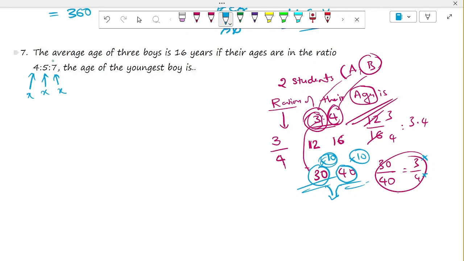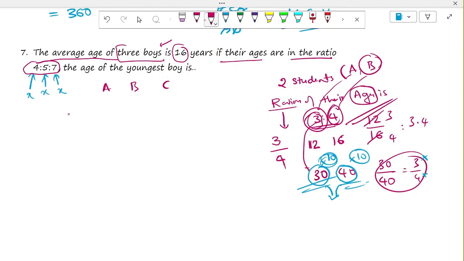Now let's read the question. The average age of three boys is 16 years. They have given the average of three boys. Let's imagine that there are three boys A, B, C, and their average is 16 years. Their ages are in the ratio, they have given the ratio, they have not given the actual ages.